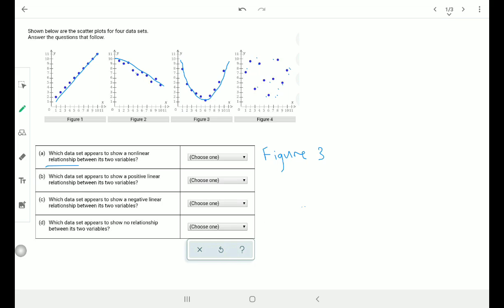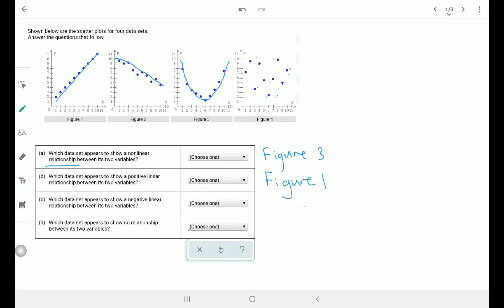So when I'm answering which one shows a nonlinear relationship, yes, figure 4 isn't a straight line, but it doesn't have any relationship either. Whereas figure 3 does have that relationship, but it has that curve to it. Okay, we can predict values based on it. Part B says, which data set appears to show a positive linear relationship? So positive means it's going up, right? It's getting more positive. Left to right, figure 1 is going up, and it's in a straight line. So part B would be figure 1.